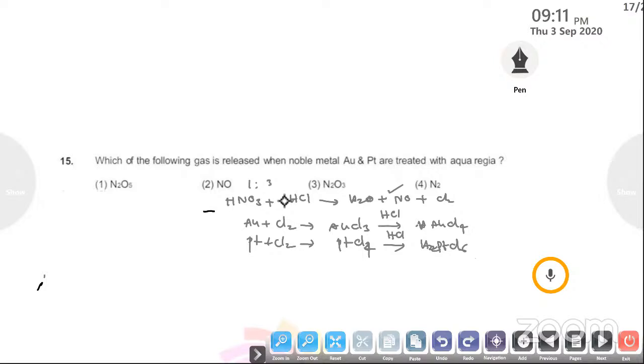So generally, gold and platinum are not affected by HNO3 because in the electrochemical series, gold and platinum are below hydrogen, so that's why they are insoluble in nitric acid. That's why aqua regia is taken. So the gas released here is NO. Therefore, the answer will be the second one, NO. Right? We'll go to the next question.